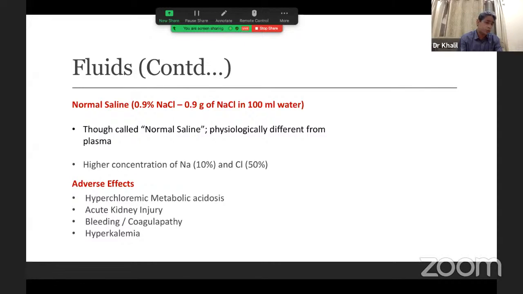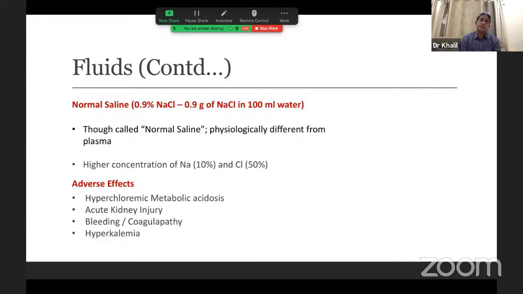Though it is the most commonly used fluid in pediatric critical care for resuscitation, because it's easily available, it's cheap, and it has been used over decades, the trend is changing because it has its own set of maladies. It can cause hyperchloremic metabolic acidosis because of its high chloride concentration. And the root cause of all the problems with normal saline is its high chloride concentration.